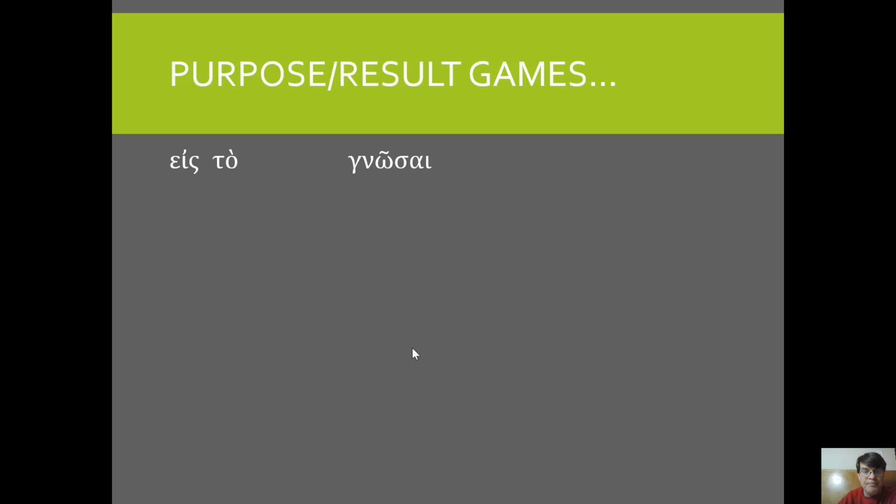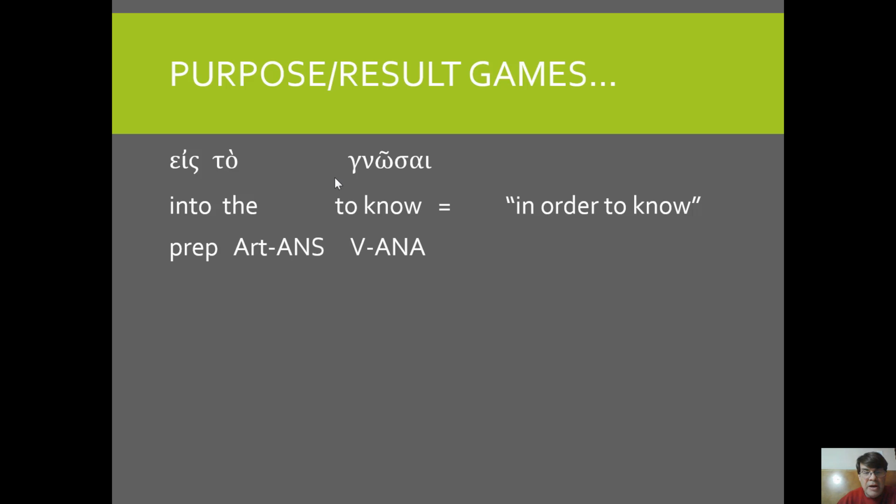Let me give you an example. So here we have eis to and an infinitive. Gnonai, remember six out of the seven infinitives end in ai, and the sigma alpha tells me it's aorist. And then gno is the stem. It's the verb ginosko, to know, in the aorist. So, into the to know. Now that's going to be a bad English translation. So I have to roll with it and play with it, and it comes out in order to know. There's the analysis. Eis is a preposition. To is the article. It's a neuter article. Remember I said sometimes infinitives can take an article, and when they do, it's neuter singular. And there you have it. This is a neuter singular article.